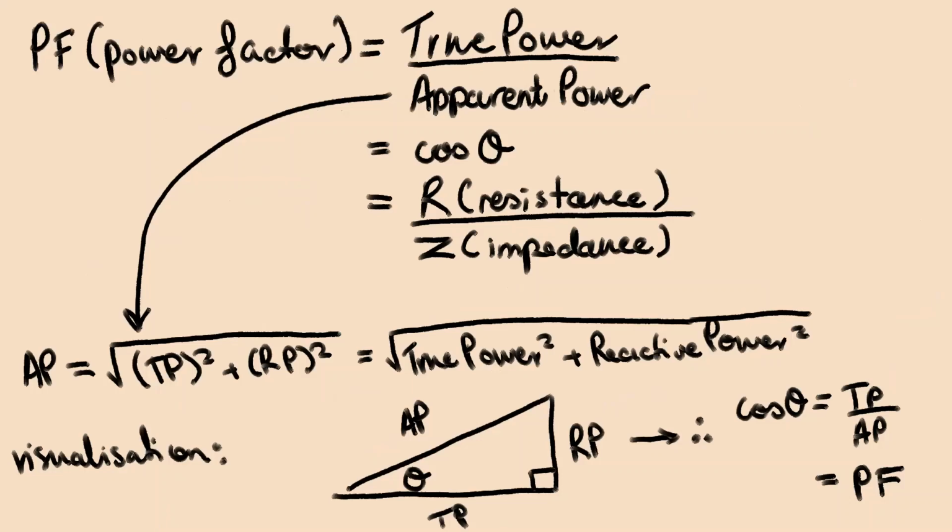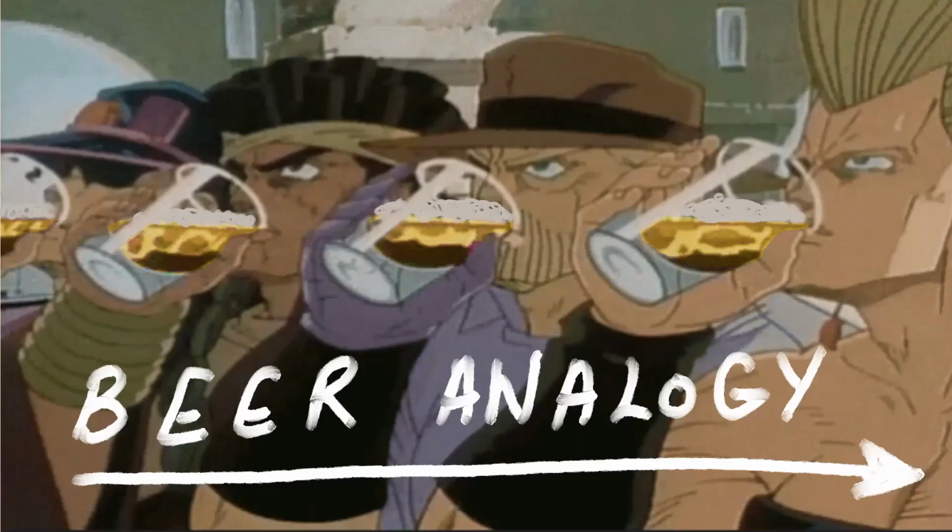We can see that power factor can be found using apparent power, true power, and reactive power. But what are these and what do they mean? They can be described using a simple analogy.